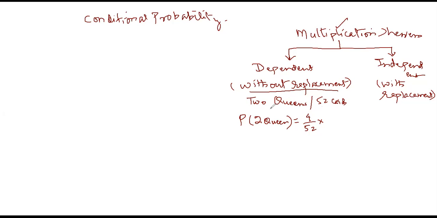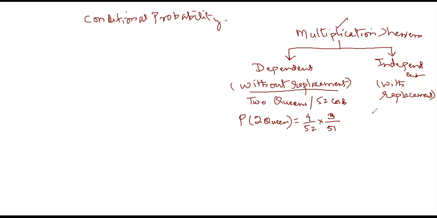So out of 4, now one queen has been selected, so 3 queens are left, and one card out of the total cards is taken out, so 51. So this will be the answer.